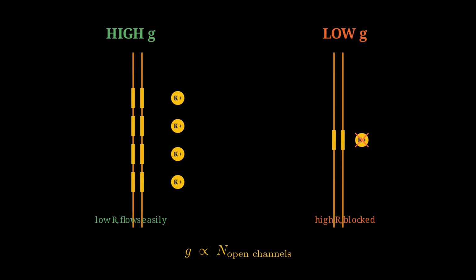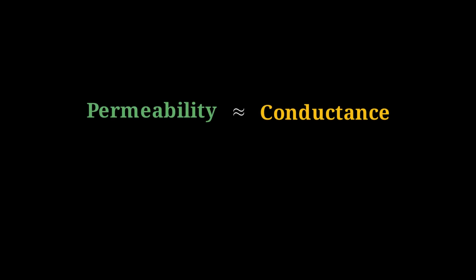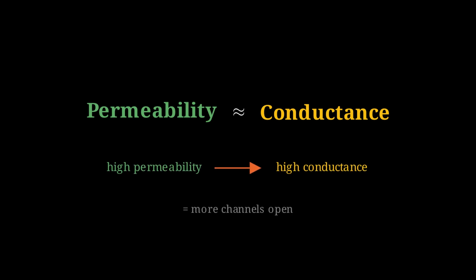For the cell, the conductance to a particular ion depends on how many channels are open for that ion at any given moment. In physiology, you will often hear the word permeability, and it's used to mean essentially the same thing as conductance. Whenever you hear that the permeability is high, translate that to more channels are open.